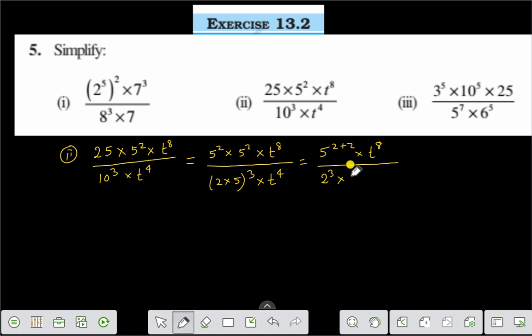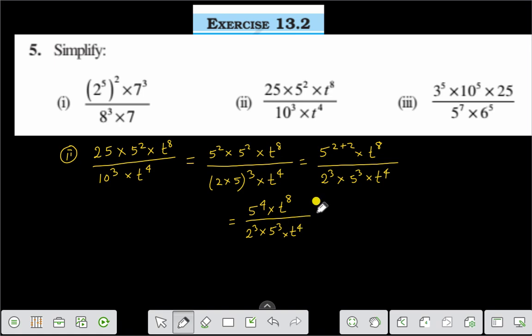Into 5 to the power 3 into t to the power 4. Therefore, we will get 5 to the power 2 plus 2 is 4, into t to the power 8, divided by 2 to the power 3 into 5 to the power 3 into t to the power 4.